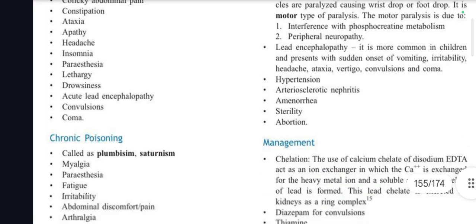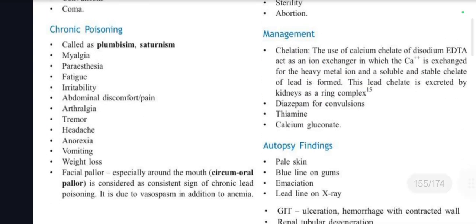Now what about chronic poisoning? Remember, whenever you write a lead poisoning answer in your answer sheet, you should make a table for acute poisoning and chronic poisoning. Even if it is not asked, you should make a table and elaborate the features of acute poisoning as well as chronic poisoning. It also helps to elongate the answer, and number 2, it helps in scoring more marks. I hope you people understood.